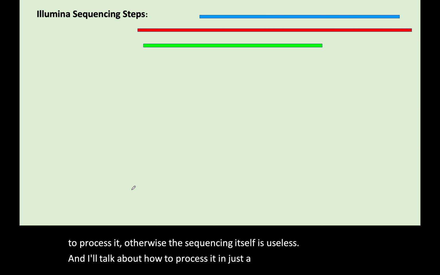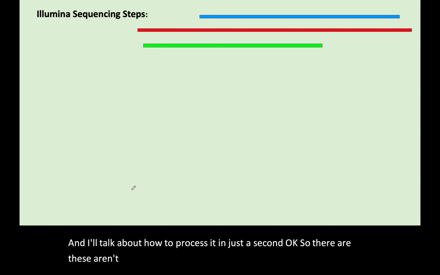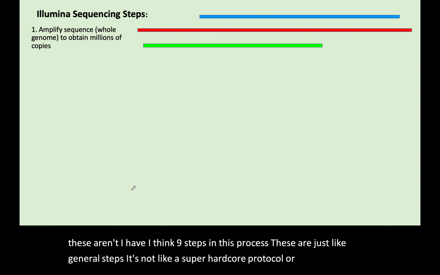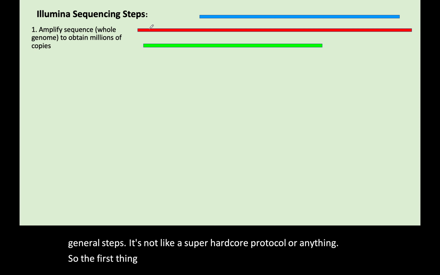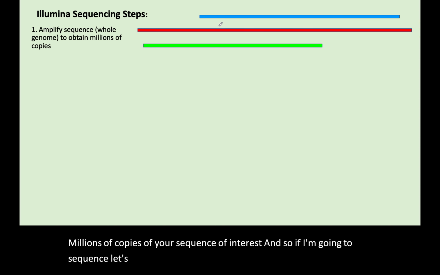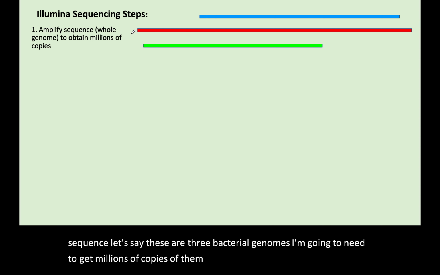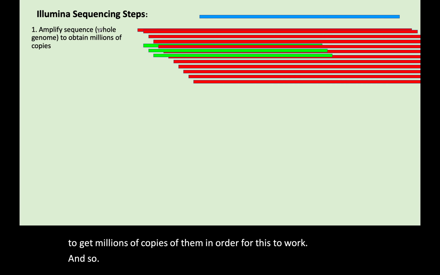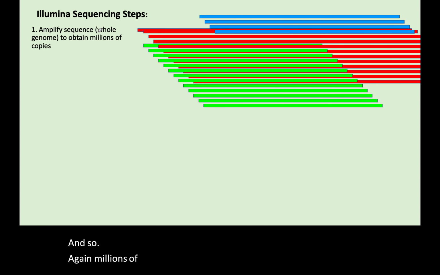Okay, so I have, I think, 9 steps in this process. These are just general steps. It's not a super hardcore protocol or anything. So the first thing you'll need to do is get millions of copies of your sequence of interest. If I'm going to sequence, let's say, these 3 bacterial genomes, I'm going to need millions of copies of them in order for this to work.